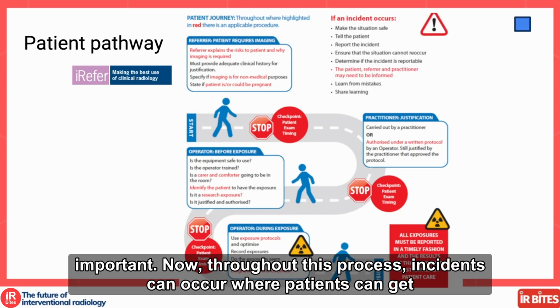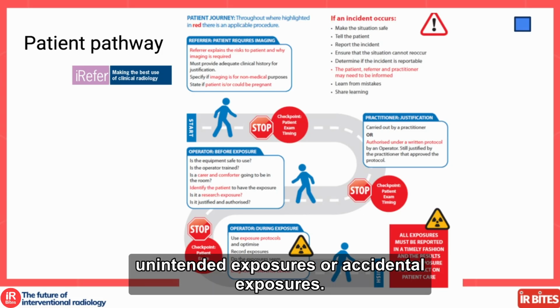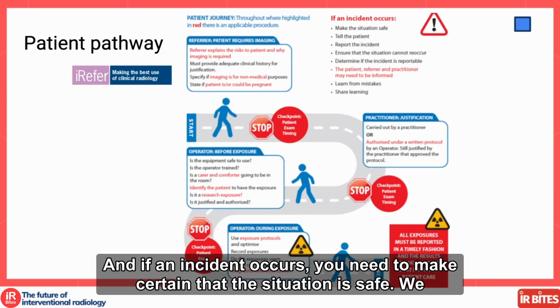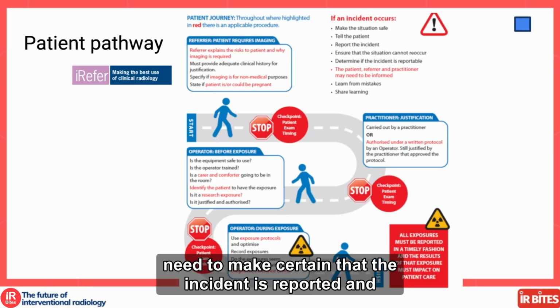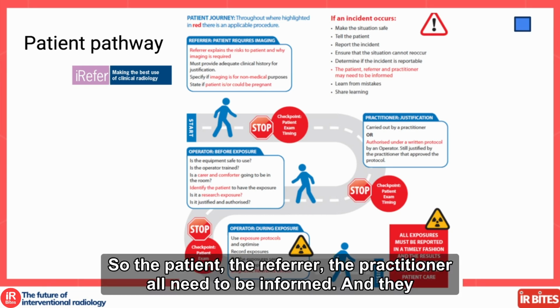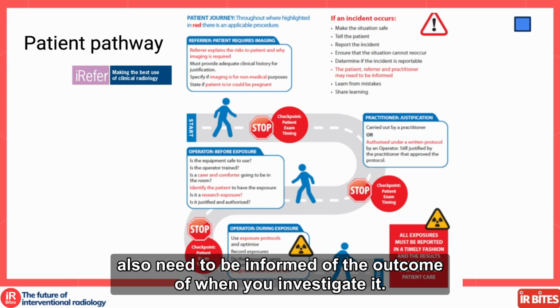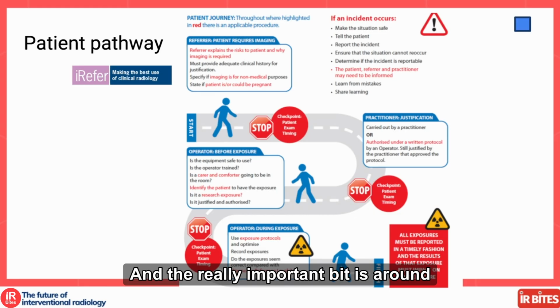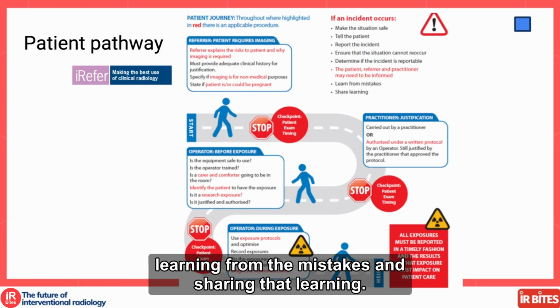Now, throughout this process, incidents can occur where patients can get unintended or accidental exposures. And if an incident occurs, you need to make certain that the situation is safe. We need to make certain that the incident is reported and that the appropriate people are informed of the incident. So the patient, the referrer, the practitioner all need to be informed. And they also need to be informed of the outcome when you investigate it. And the really important bits are around learning from the mistakes and sharing that learning.